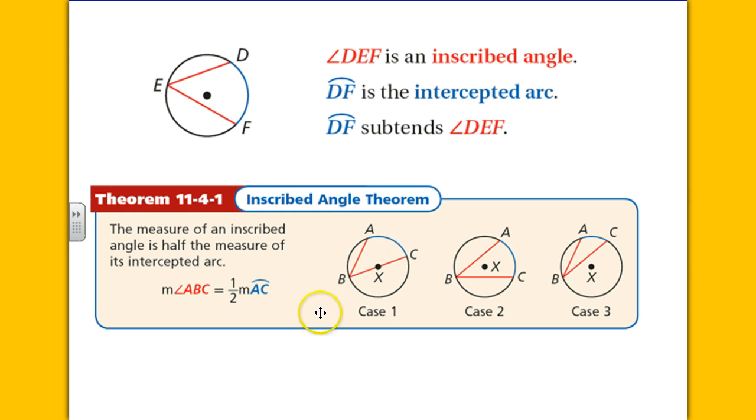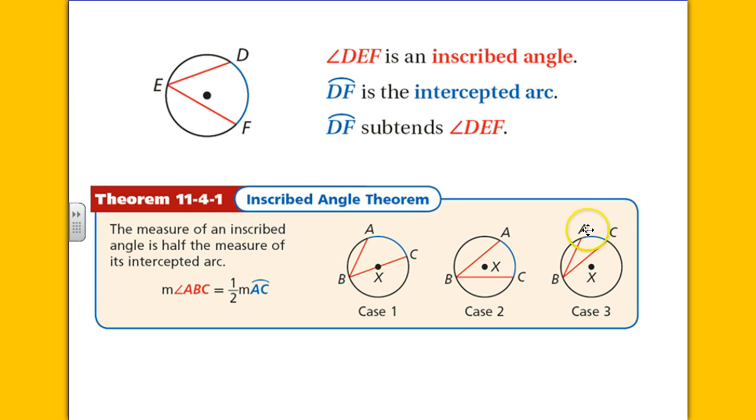50. It's half. And then the converse of that would be, what if I tell you that ABC is 25? Then what is the arc measure? 50. You're going to double it because ABC is half of the arc measure. So that's how we're going to use it today.